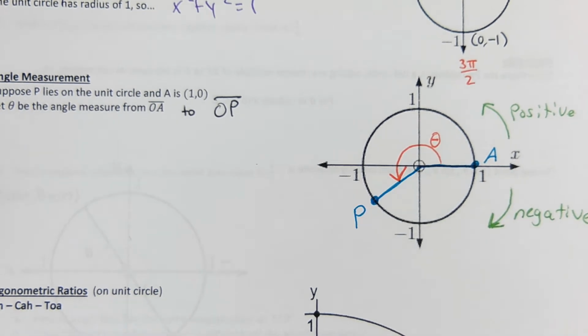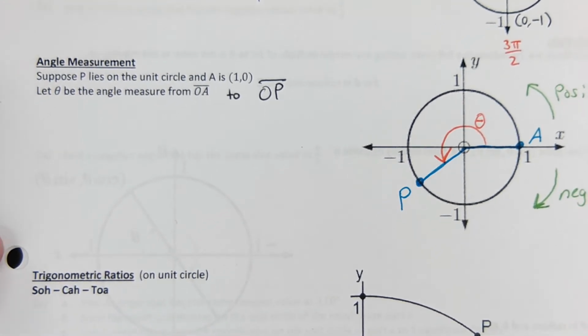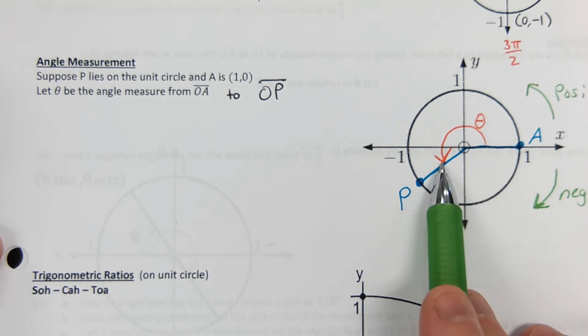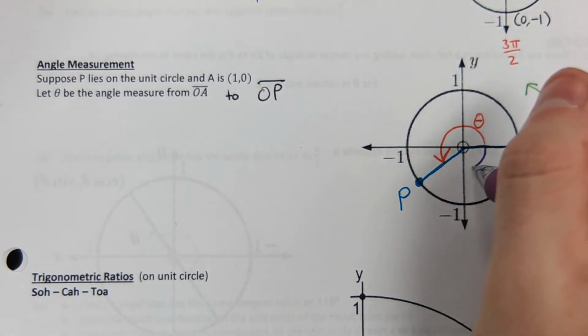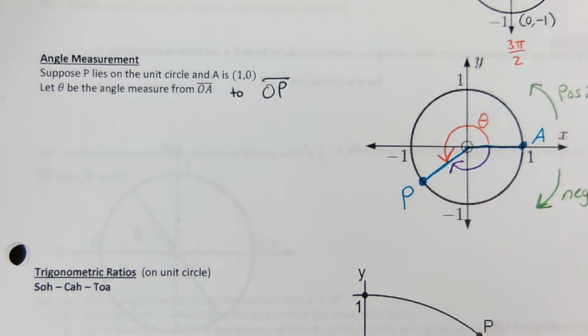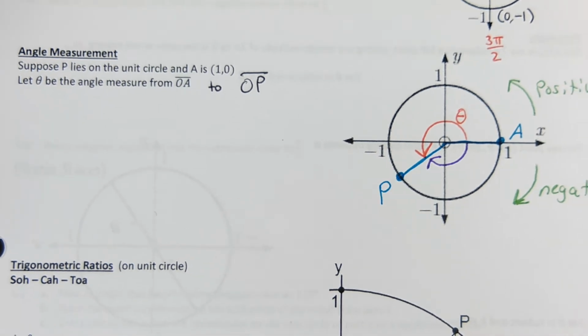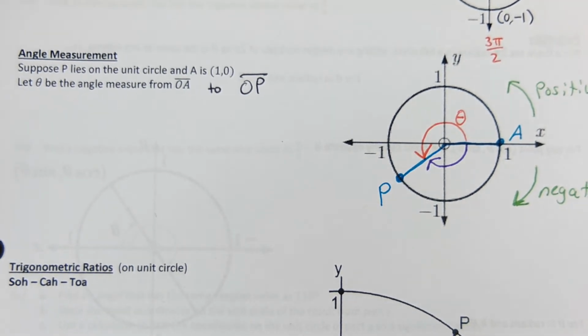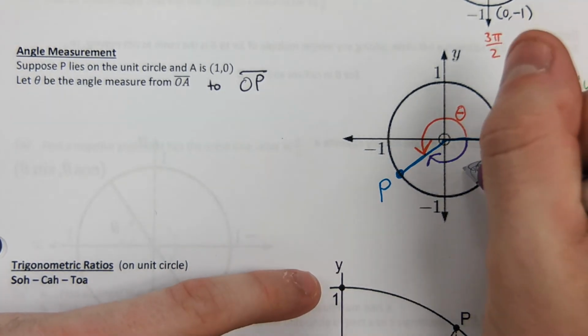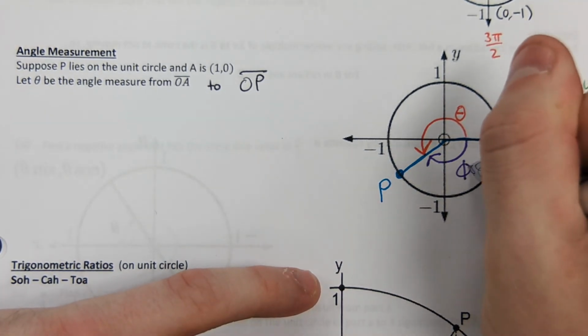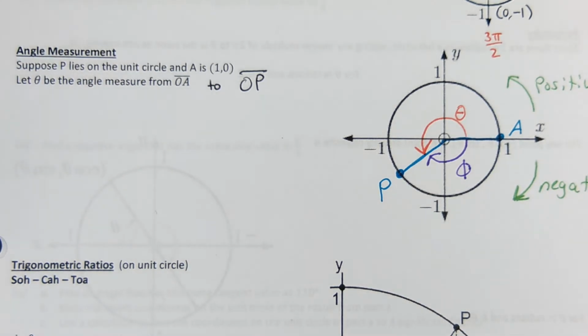However, that is not the only angle that would get us from here to here, because I could have also just done this. Now that wouldn't be theta, that would be some other angle. Another Greek letter that is commonly used for angles is phi, P-H-I, phi. So we have theta and phi.